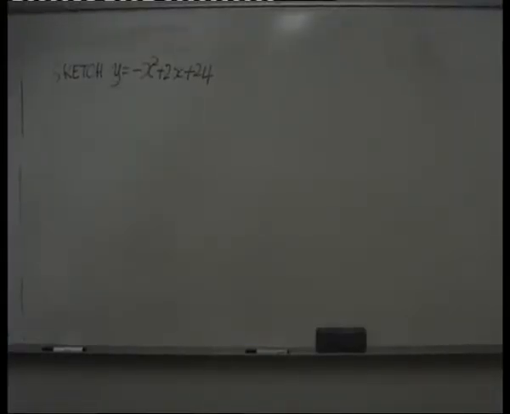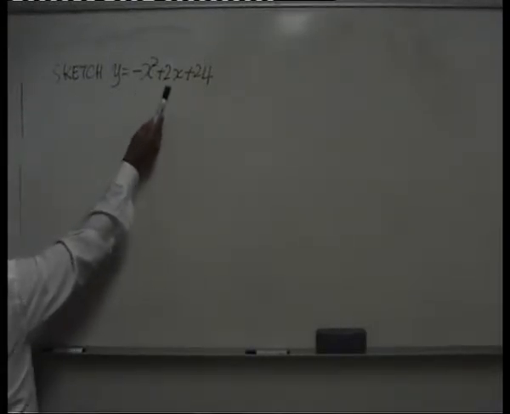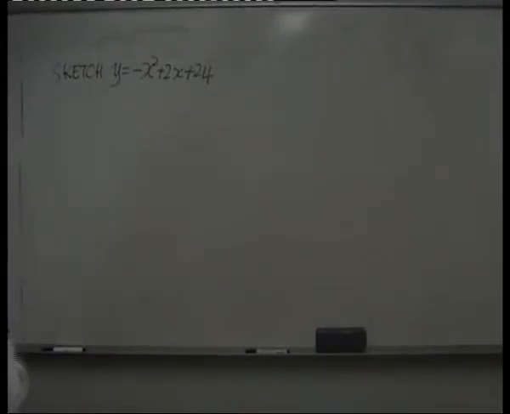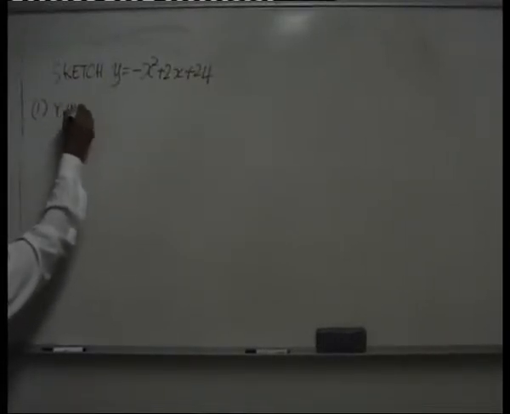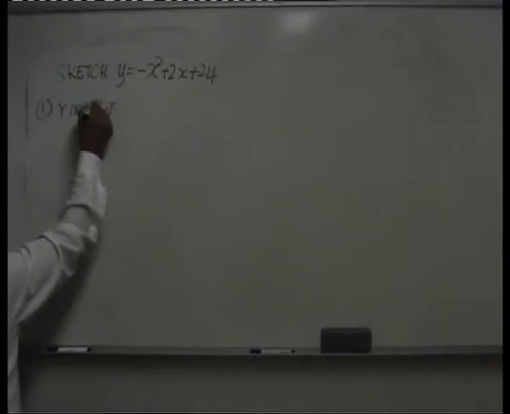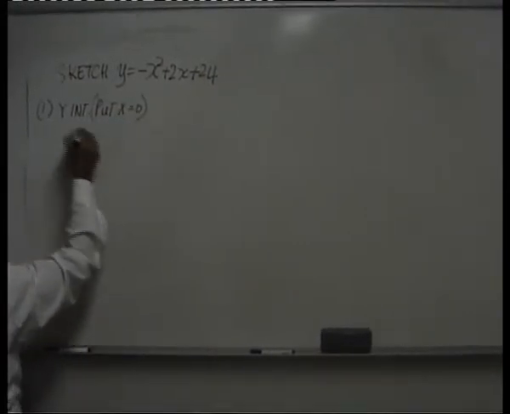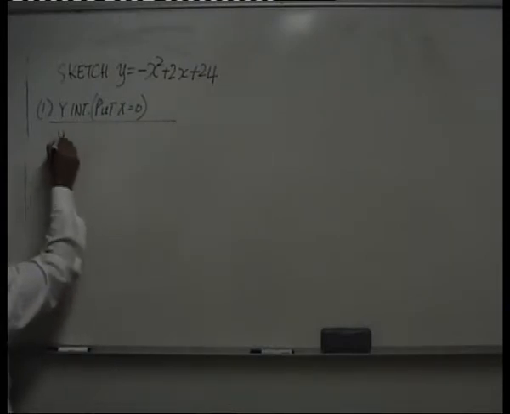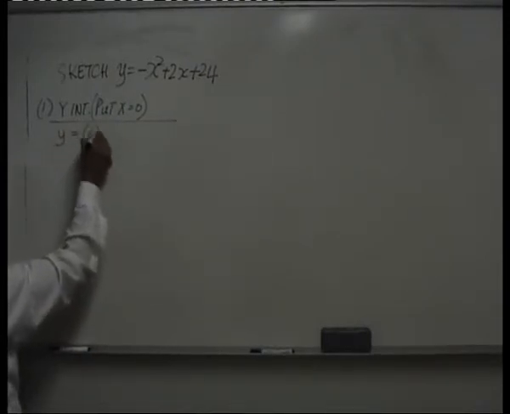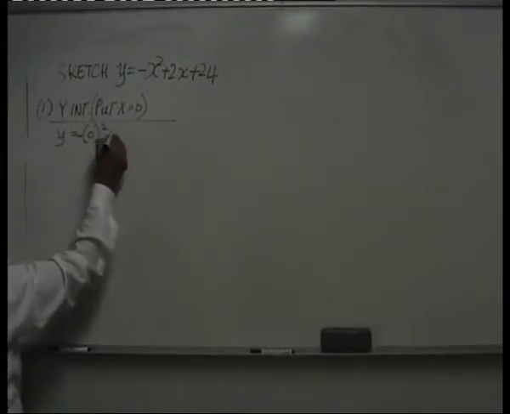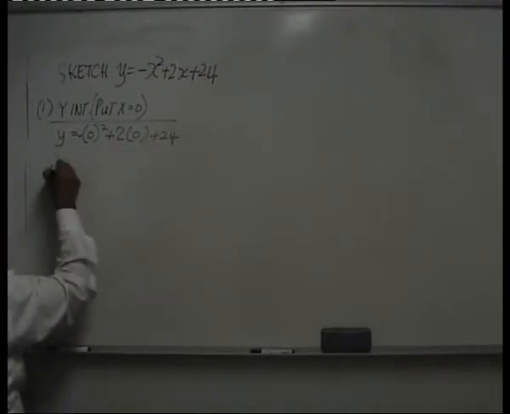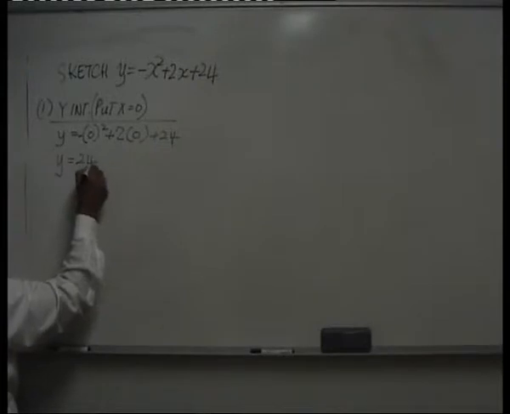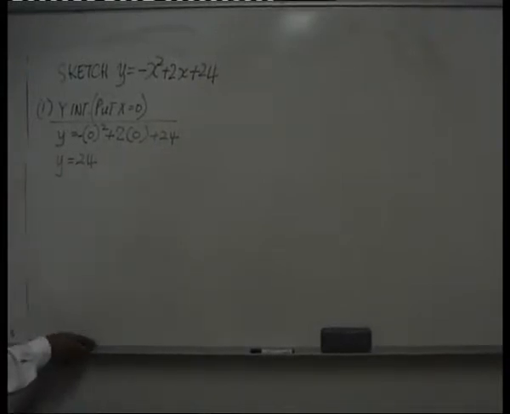Hello there. Right, let's have a look at this example. Sketch y is equal to minus x squared plus 2x plus 24. If you have to sketch this, you have to go through your usual steps. Step 1, y-intercept: put x equal to 0. So y is equal to minus 0 squared plus 2 into 0 plus 24, and you end up with y is equal to 24. So you've got your y-intercept.